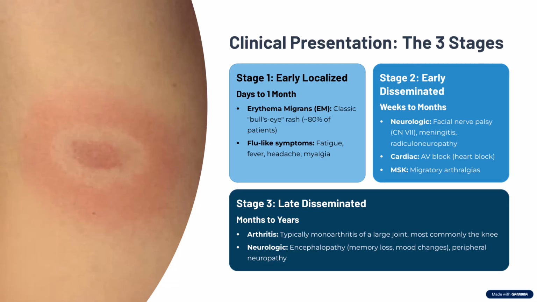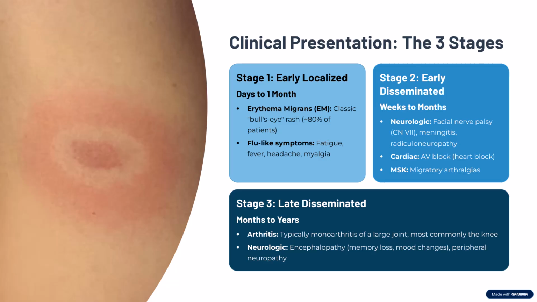Stage 2 is early disseminated disease. If left untreated, the bacteria spread. This is where you see some of the most tested complications. The highest yield neurologic finding is a bilateral or unilateral facial nerve palsy. For the heart, the key complication is AV block. Patients can present with dizziness, syncope, or palpitations.